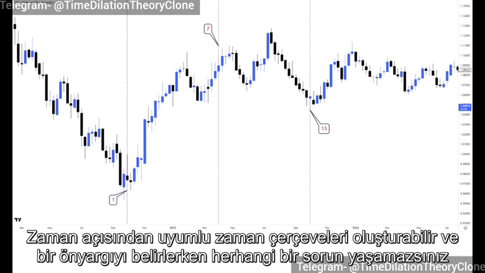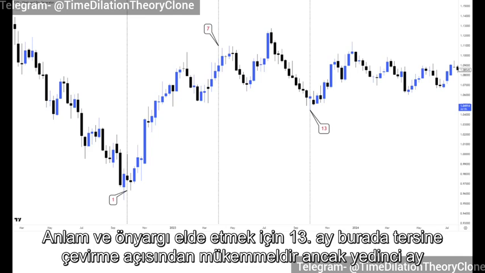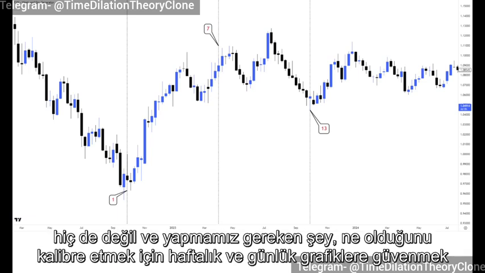Once you understand how you can make time frames align in terms of time, you won't have any issues when determining a bias for lower time frames. And that's why our focal point in this video is to gather time frames together to get a meaning and bias. The 13th month is perfect here in terms of reversal, yet the 7th month is not at all. And what we need to do is count on the weekly and daily chart to calibrate what happened on the monthly chart.